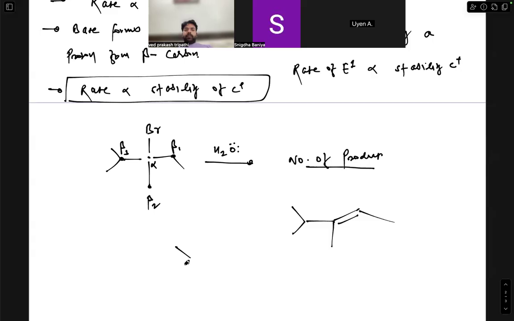Second, we can keep the double bond between alpha and beta 2. You can see this is alpha, this is beta 2. This one is alpha, this one is beta 1. And third, we can keep a double bond between alpha and beta 3. So we have 3 different alkenes. Make sense? Please tell me.